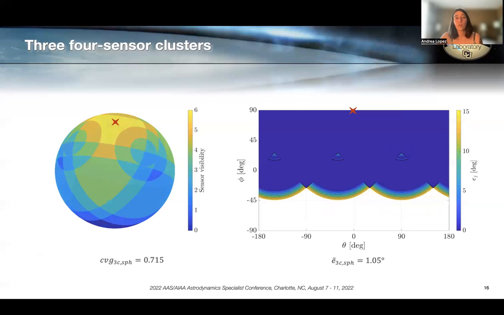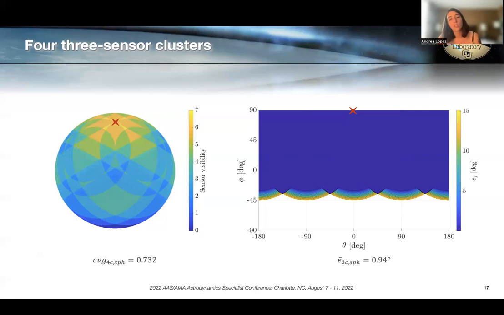Same thing for the 3 clusters of 4 sensors. We also have 3 underdetermined spots in the upper hemisphere, but they are smaller in size. You can see here how the nominal direction is perfectly covered, and we see a slight improvement in both coverage and mean error metrics.